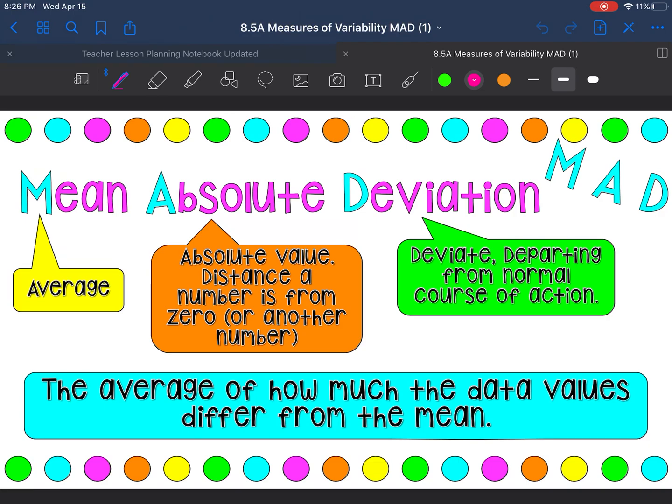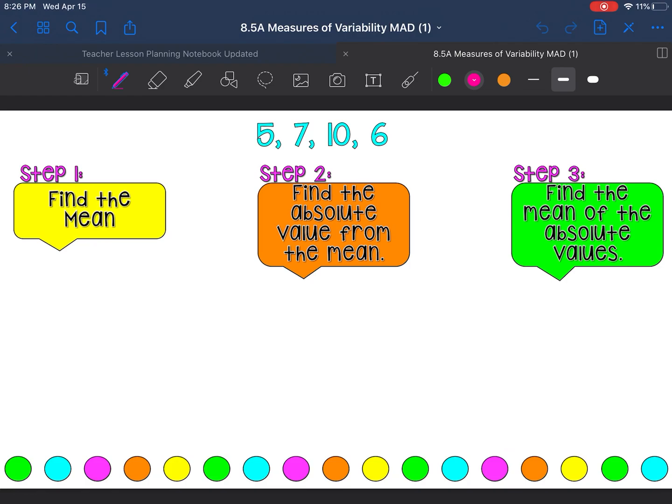So what does mean absolute deviation do? Well, what does it mean? It is the average of how much the data values differ from the mean. So how do I find the MAD? Well, it is 3 simple steps. So let's talk about them. The first thing you're going to do is find the mean of your data set of numbers. So let's find that.